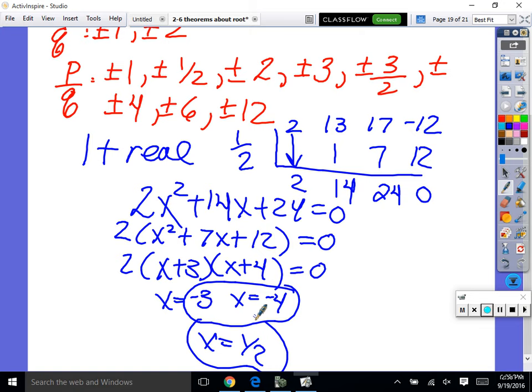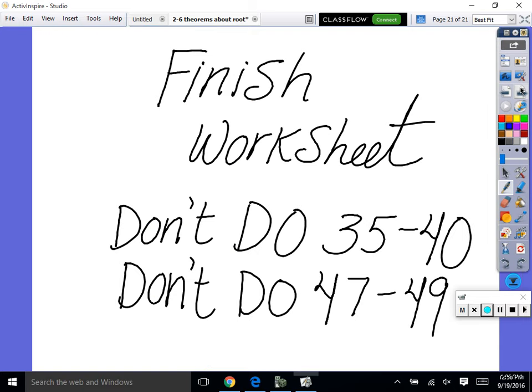Just remember what problem this was for, because I don't have that up. Okay, so this is what I'm going to require, not all of the problems, because these take so long. I'm not going to do that one. You're going to finish the worksheet. Right now, I want you to cross out 35 through 40 just because that's too much practice. And then also cross out 47 through 49. Because these are tedious. I can't say they're not. They are. But you can do it.